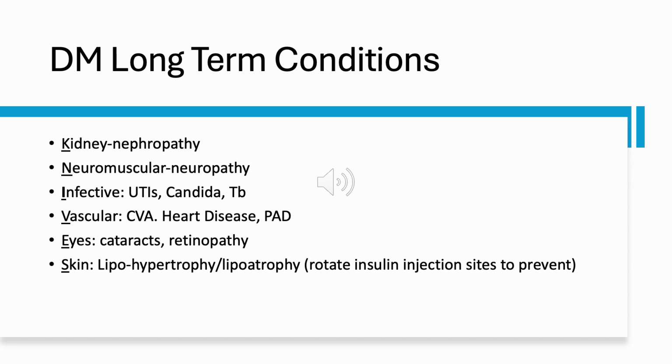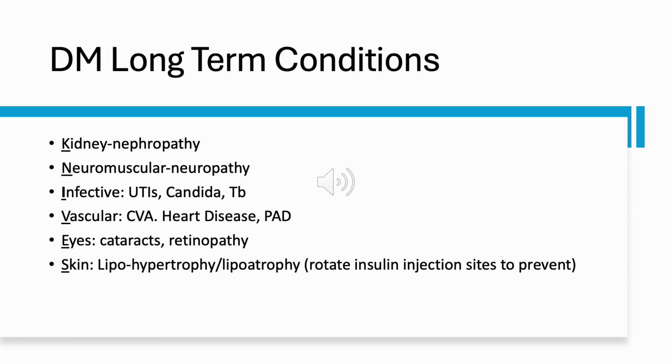N is for neuromuscular conditions, neuropathy, which means they can't really feel things, right? Or they have pins and needles, so that's why they have to do things like check their water temperature before getting in the bathtub, because they can't feel the heat, okay?